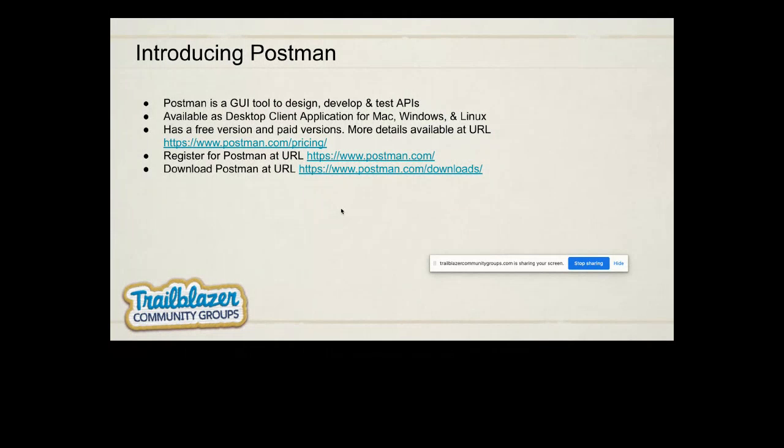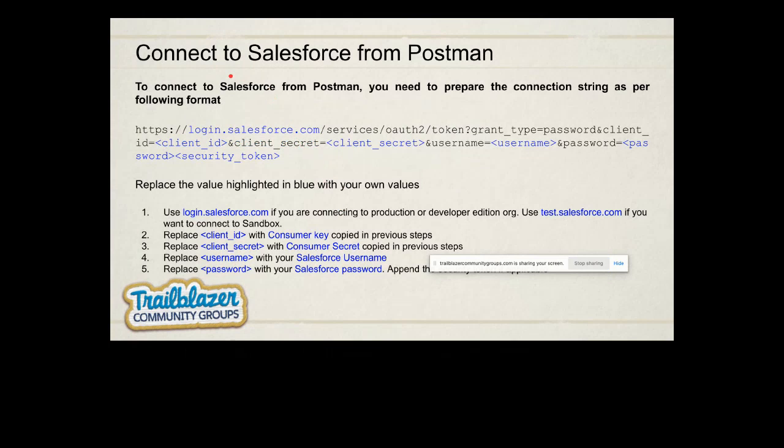Let me go back to the slide for a moment. Now, how do you connect to Salesforce? We need to send an authorization request, and this request needs to be sent in a specific format where we will need to specify the endpoint URL, the type of the OAuth flow, the client ID and client secret. This is what we will get from the connected app, and then username and password.